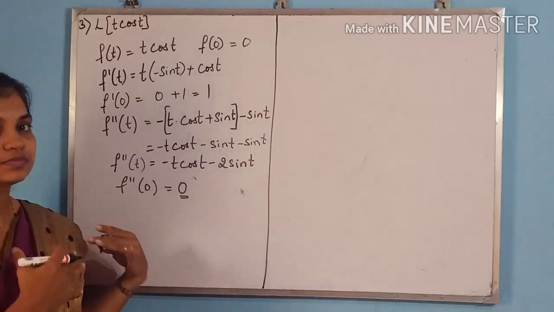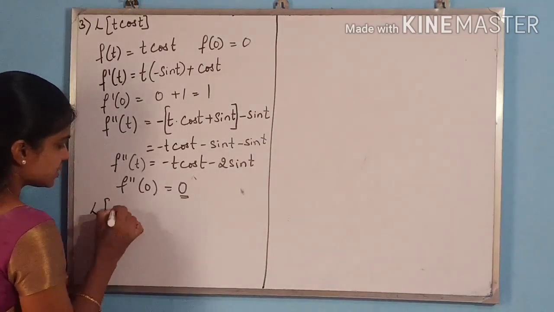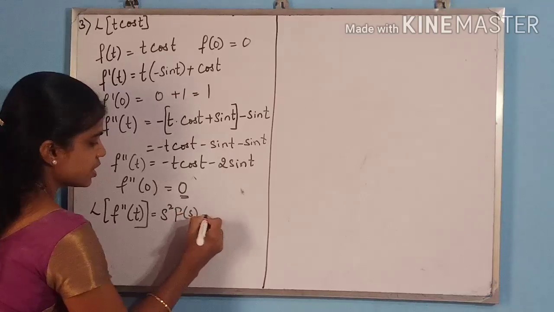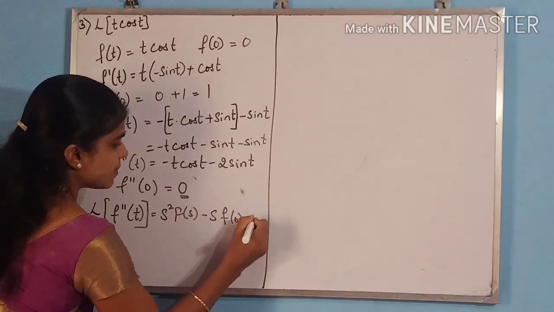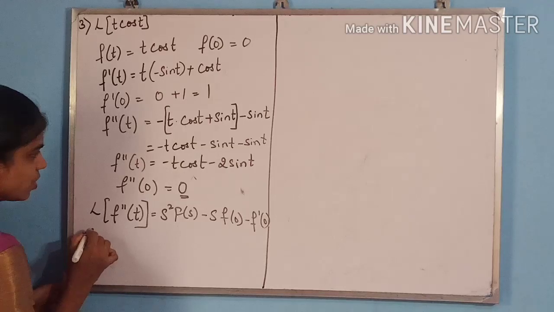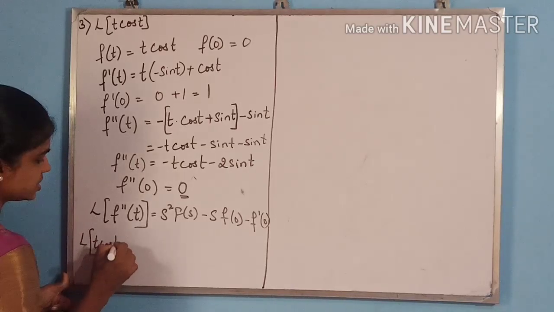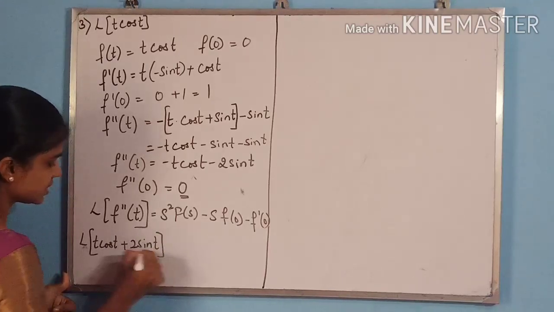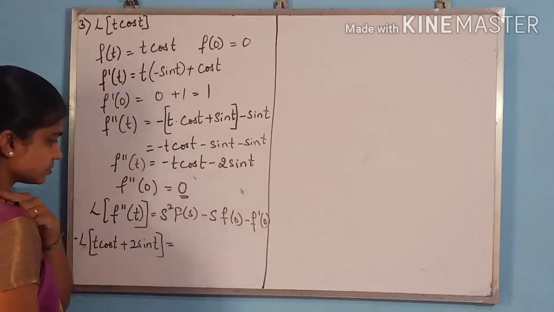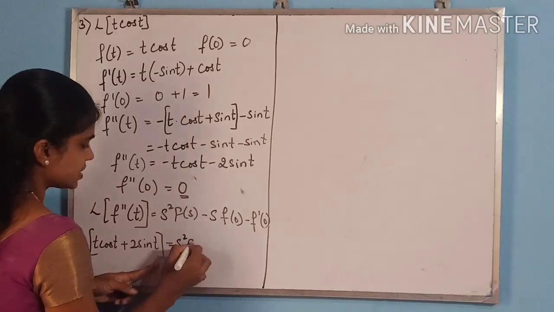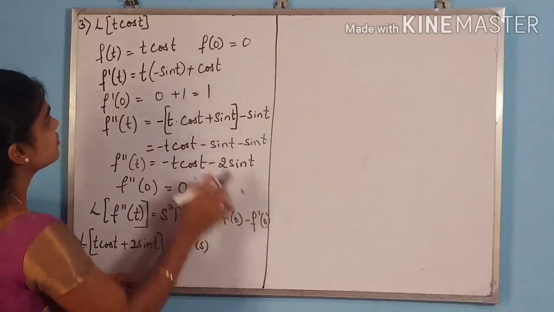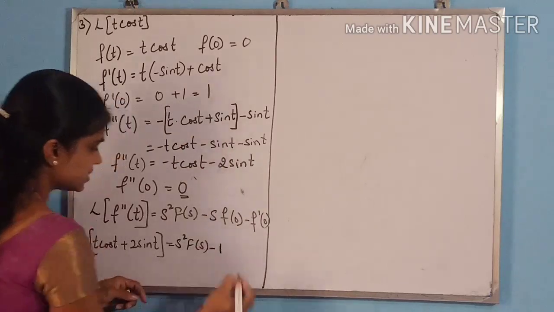So what is our next step? The formula. That is Laplace transform of f double prime of t is equal to s square f of s minus s f of 0 minus f prime of 0. So this is Laplace transform of t cos t plus 2 sin t. I will take it as, so minus, I am going to remove it outside. Okay, so this is equal to s square f of s. I am going to keep it like that, and minus s into f of 0 is 0 and f prime of 0 is 1. So it is going to be minus 1.